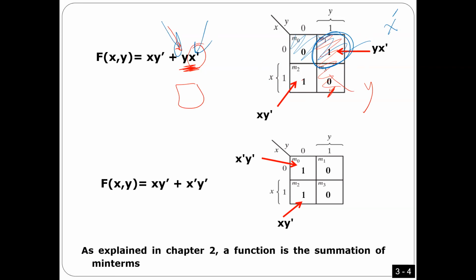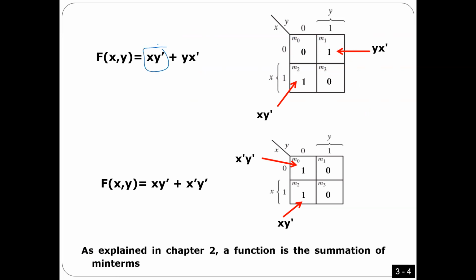Okay, now, that's what I said. If you have two terms, it means only one square. What if I have only one term? For example, here I can say y or y prime x. If you have something like that, okay?